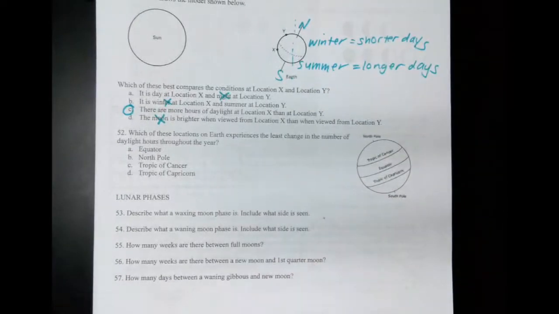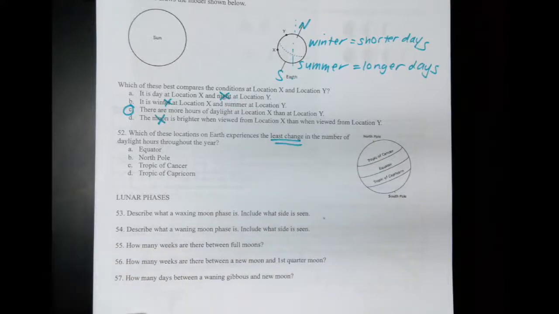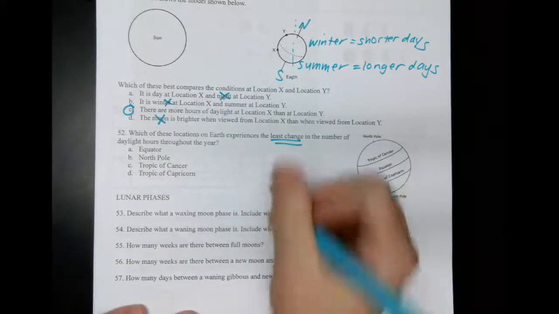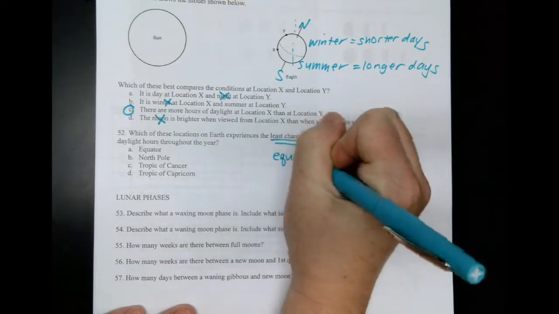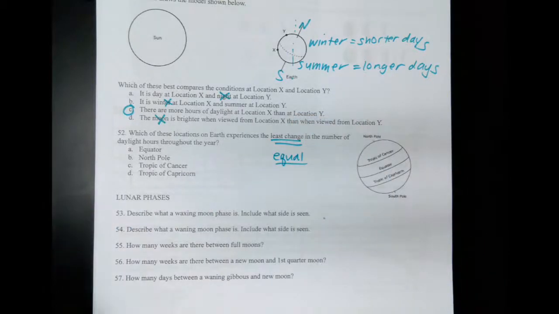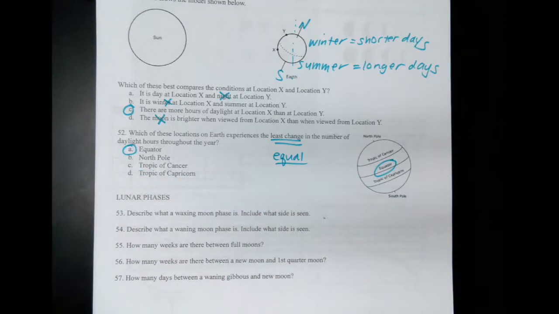Which of these locations on Earth experiences the least change in the number of daylight hours throughout the year? Another way to phrase least change is about equal. So use your root words. Equal, equator. Near the equator, you have the least change in the number of daylight hours. For the most part, it's equal day and night. 12 hours day, 12 hours night when you're at the equator.